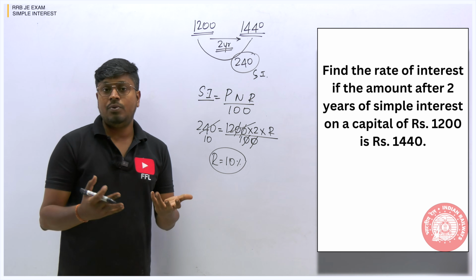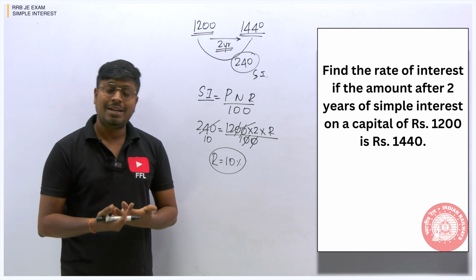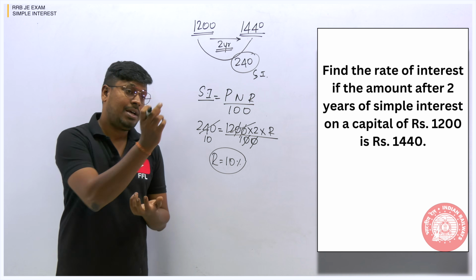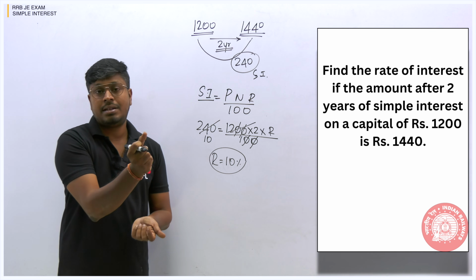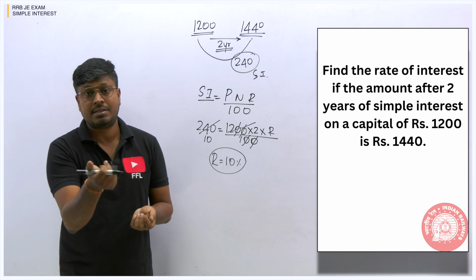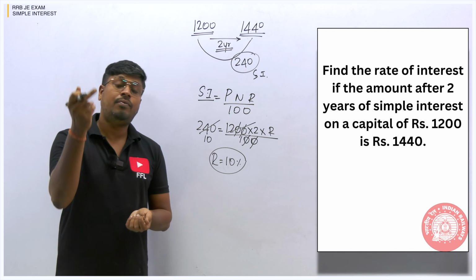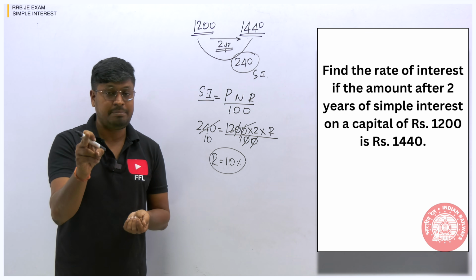If you are strong in simple interest, you can directly go with mind calculation, because 1200 is the principal, 1440 is the total amount. So what is the difference? 240 is the difference. So 240 is the simple interest for 2 years.